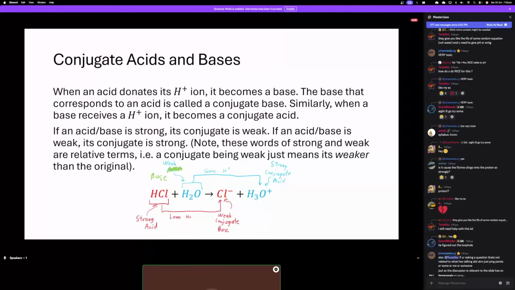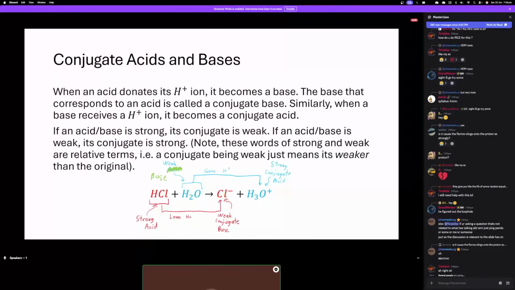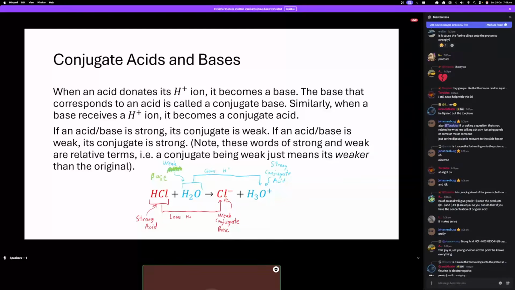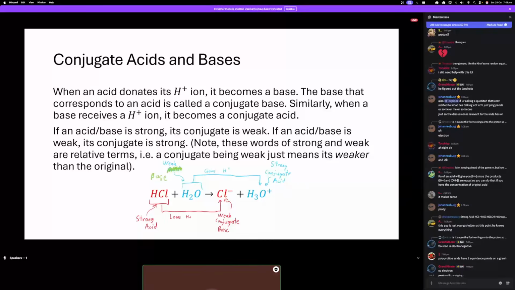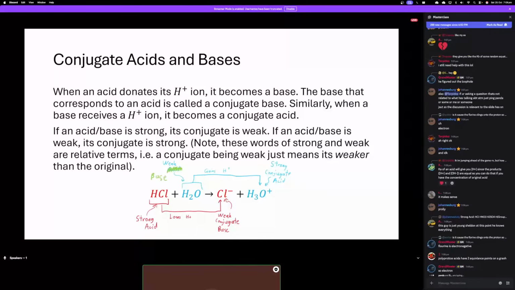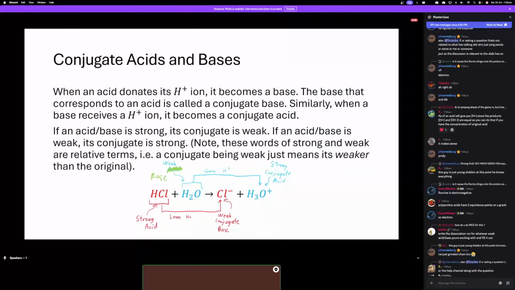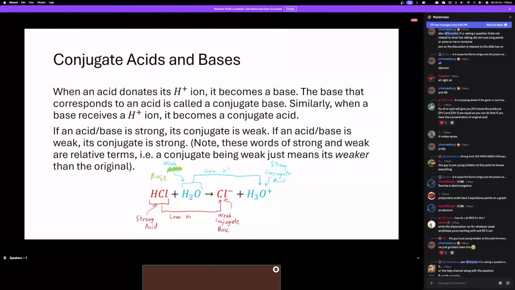Hopefully that makes sense. Here, this is a forward arrow, and it's just one way because this is a strong acid, so it fully dissociates approximately. Cool.